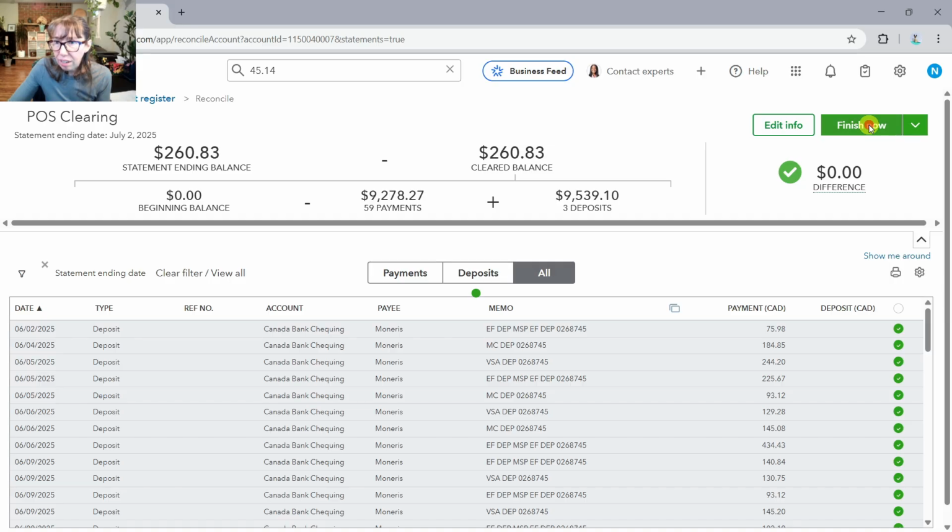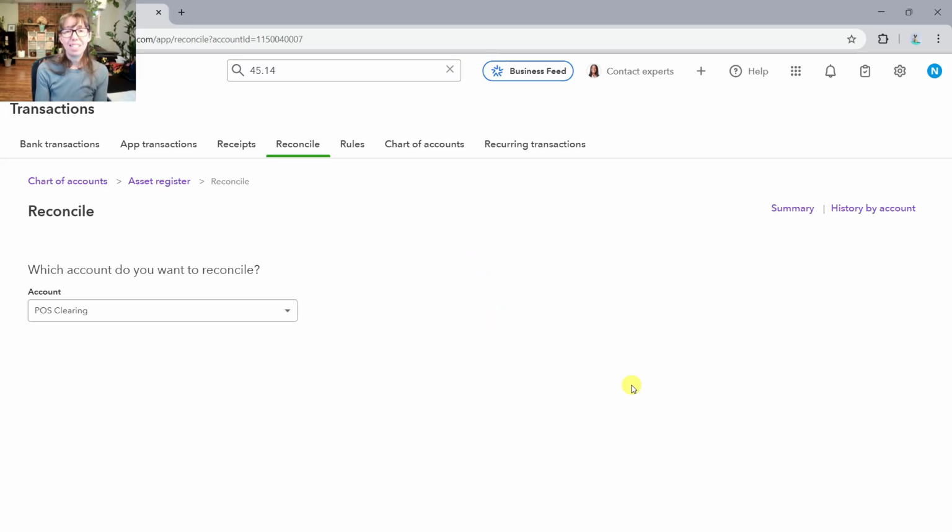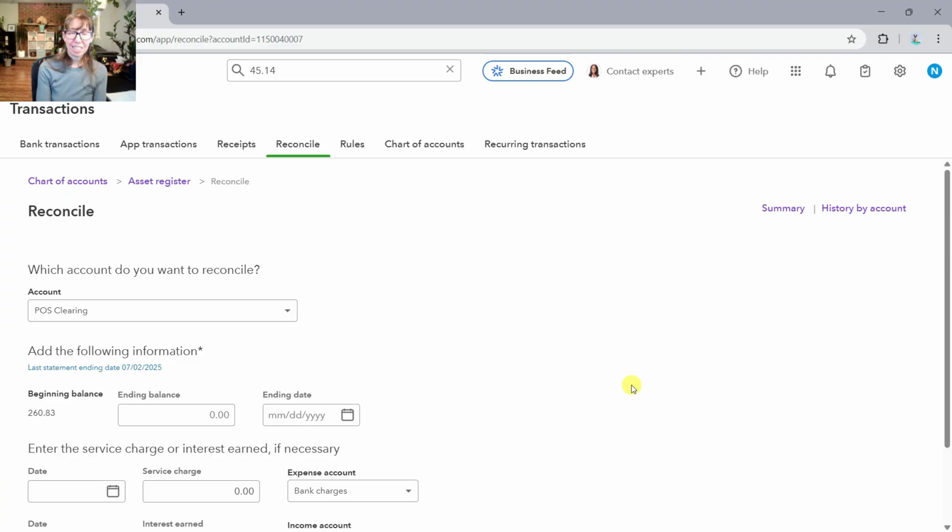And now we can go ahead and finish. Excellent. And we have reconciled our Moneris POS clearing for the month. So that was one example of reconciling a clearing account where there was a July 2nd deposit that had a little bit of deposit related to June sales and a little bit related to July sales.